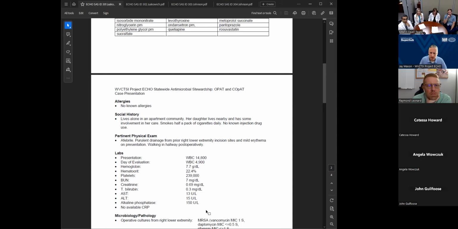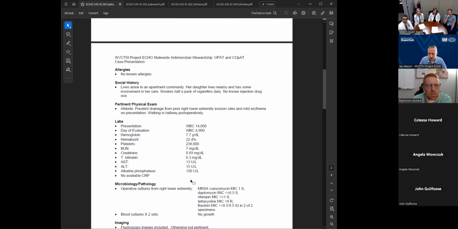So in presentation, she had a leukocytosis. By the time we were consulted, that had resolved. I have the rest of her labs here. You can see hemoglobin's a little low, platelets were within normal range, and otherwise really unremarkable. There was no available CRP.